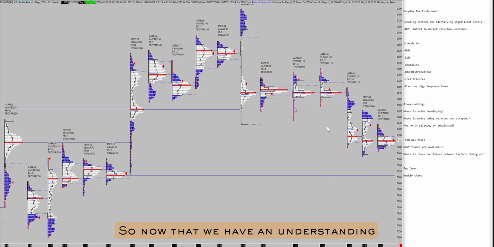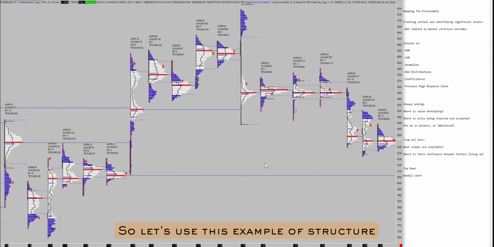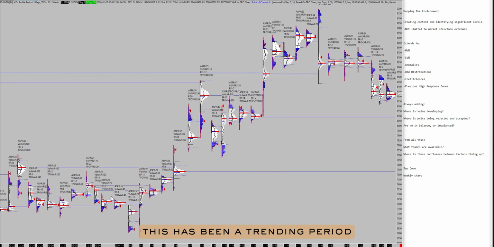So now that we have an understanding of, again, all of these factors and details that we should have an understanding of, we're going to pay attention now to how we would go about looking at the market from a top-down approach. So let's use this example of structure right here. If we zoom out, we've seen that this has been a trending period. So this was a trending period from the low down here. We have value migration upward. We have the point of control rising. We see the beginning of a trend.